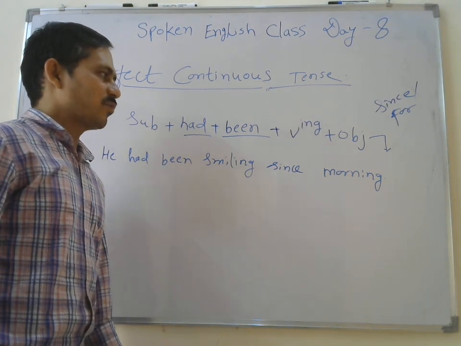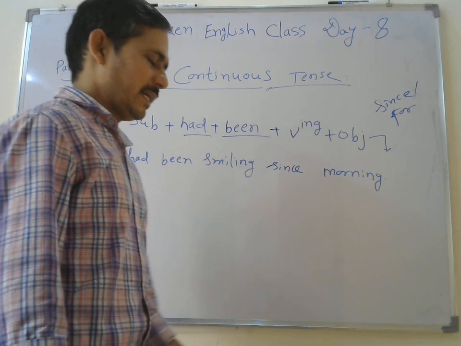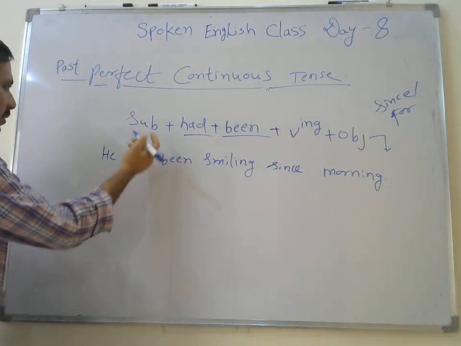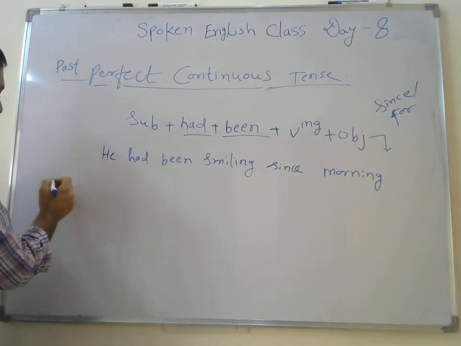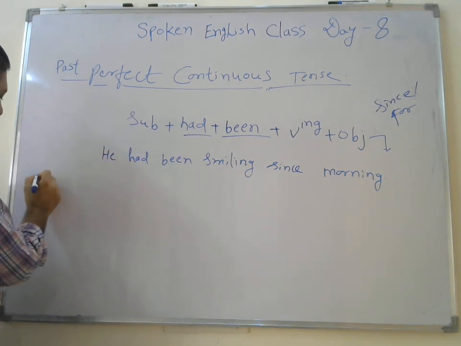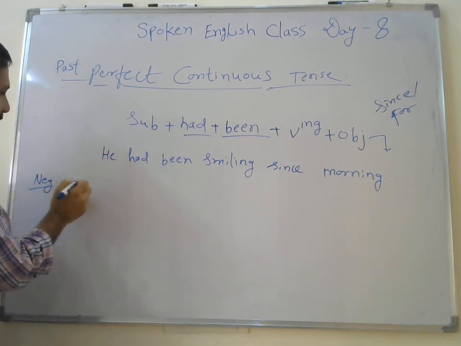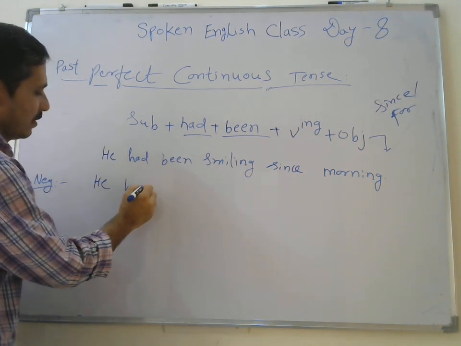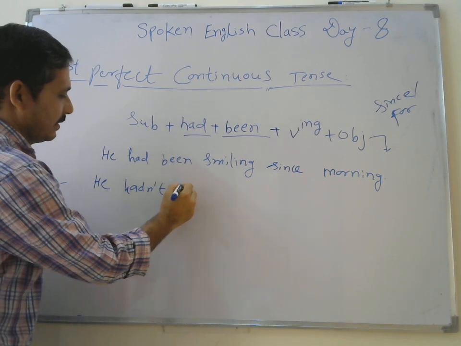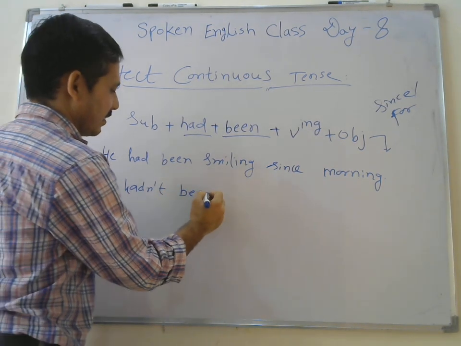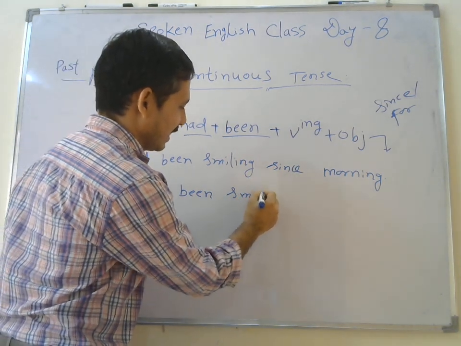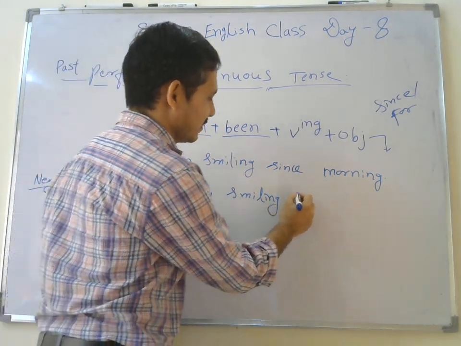She had been cooking since morning. She had been cooking since evening. All these are your uses of this tense. Let me write the negative sentence of it. The negative is very simple, only not, hadn't, will come. He hadn't been smiling. He hadn't been smiling. I don't know what happened, he hasn't been smiling since morning. He hadn't been smiling since morning.